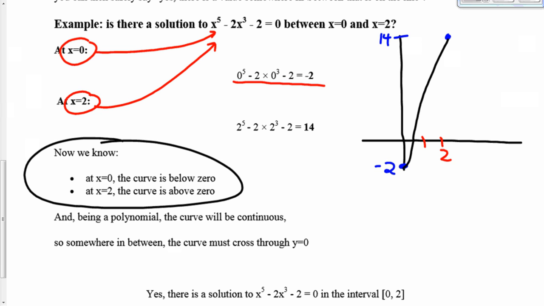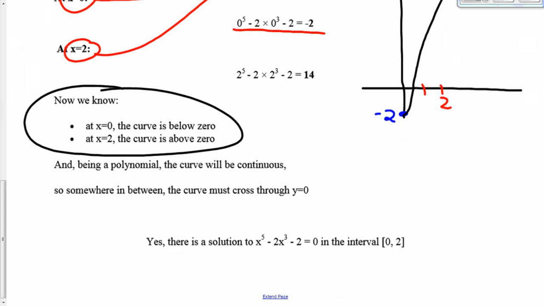So I must state that the function is continuous in order to use the intermediate value theorem. I've got to state what those two y values are using the given x values. Then I must state that the y value I'm looking for, in this case 0, is in between the -2 and the 14 that I got from my function. So that's the intermediate value theorem.